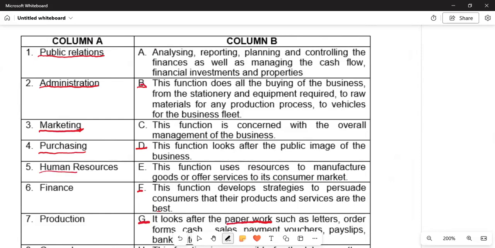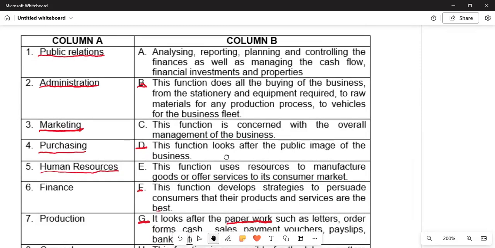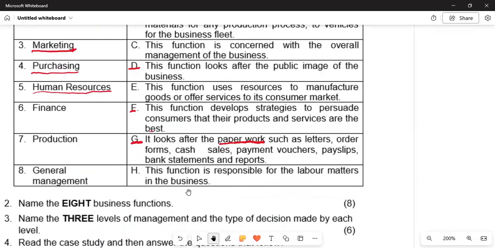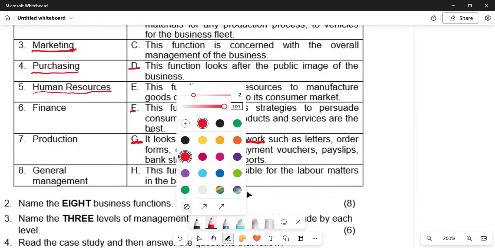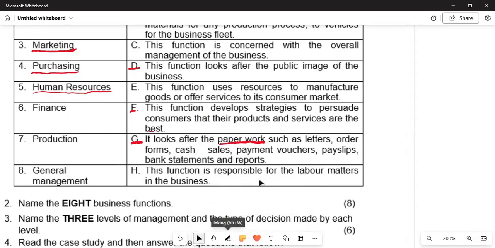Now we come to human resource management. If you still remember, when we're talking about human resource, we're talking about recruiting and hiring of employees. So now let's go to H and see what it holds for us. So here is our H where it says, this function is responsible for the labor matters. Like we were saying, it's hiring labor matters in the business. So that's a correct answer.